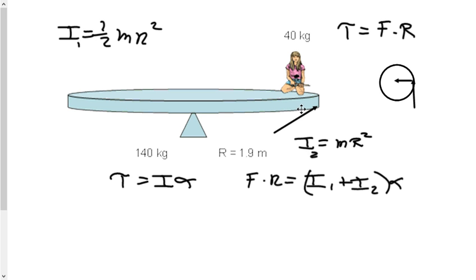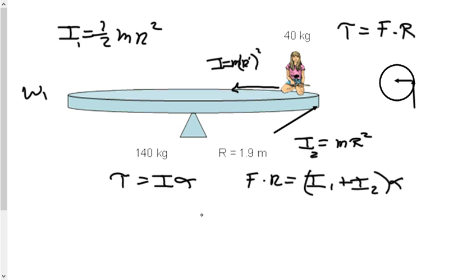Now let's say that she's moving around at some kind of omega. We'll call that omega 1, and we remove the force. What if she moves closer to the center? Well, when she does that, her radius will change. So the I of the girl will still use mr squared, but let's call that mr prime, and we'll square that. So she's going to have a new moment of inertia.